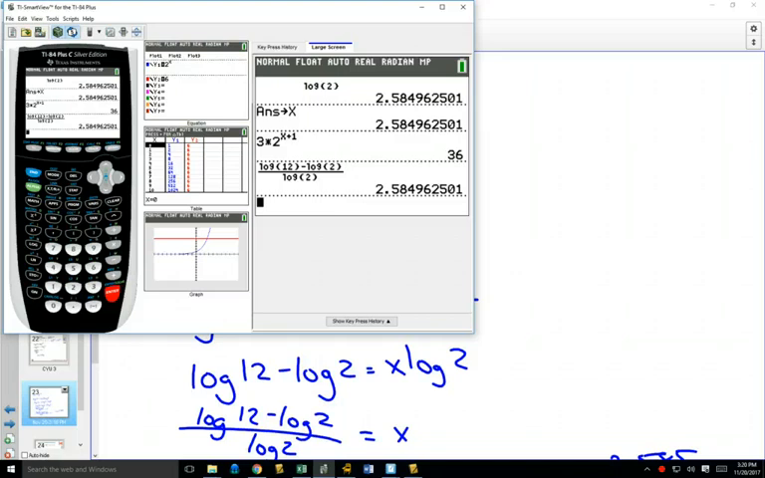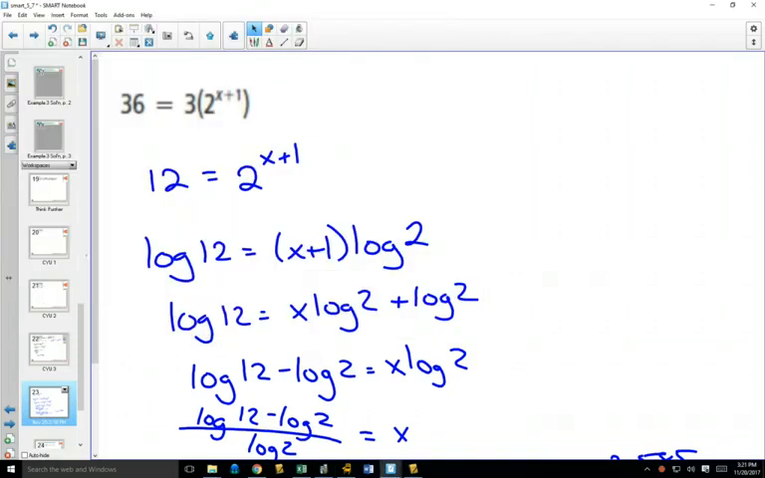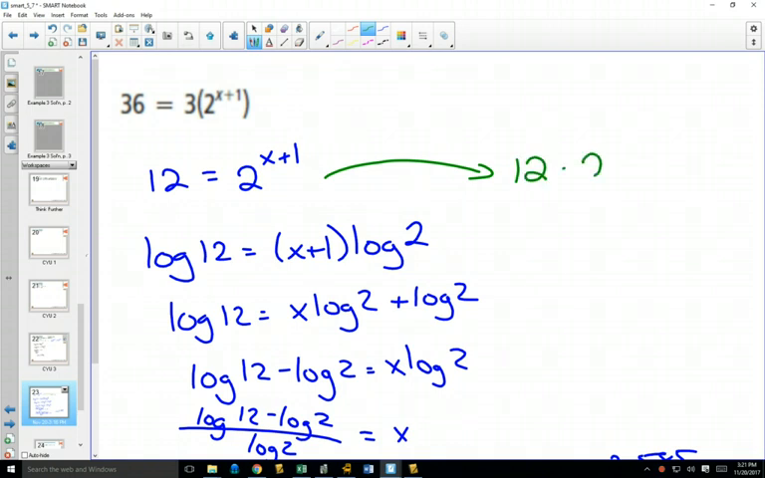Right? If you want, you can play around with these logs even further. Right? 2 to the x plus 1. Sorry, I just feel like playing. So 2 to the x plus 1, would you agree that that's the same as 2 times 2 to the x? 2 to the 1 times 2 to the x. Because what's the exponent law? You add exponents when you multiply bases that are the same. So I could continue even further and divide both sides by 2.